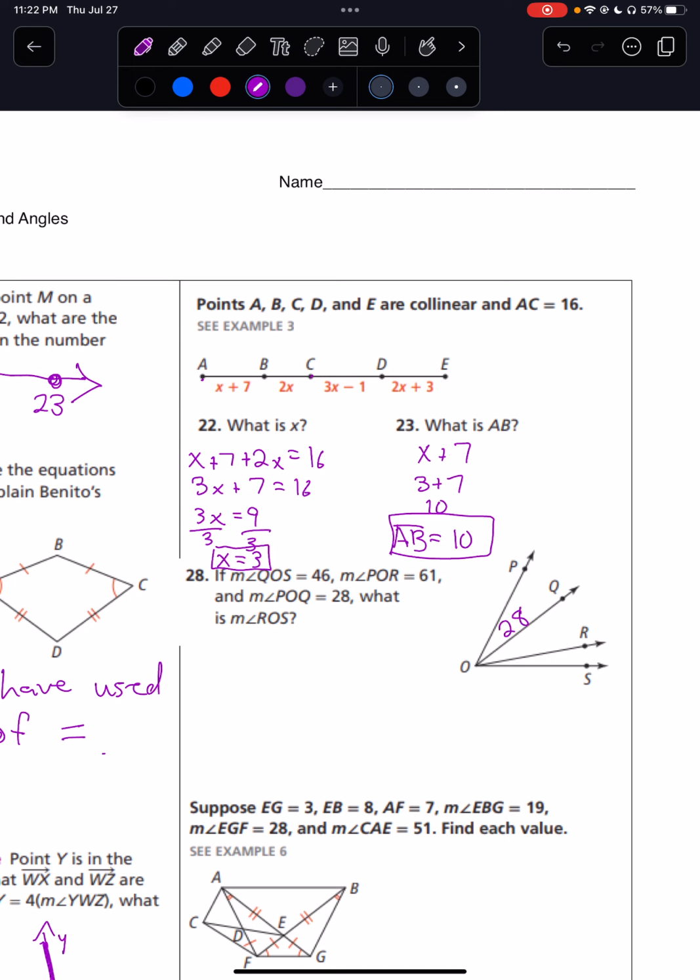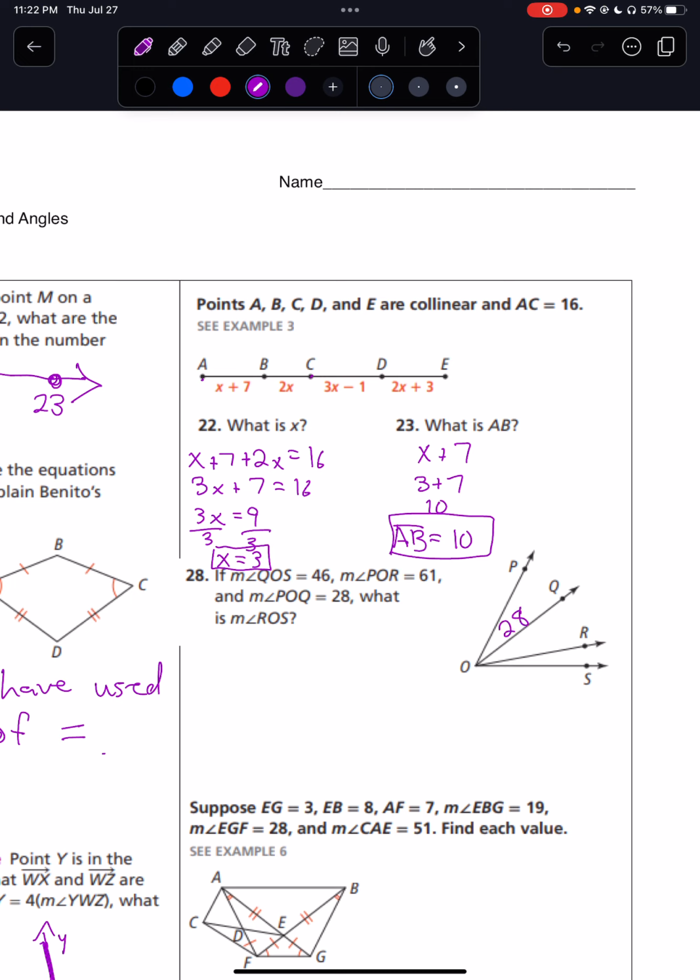Measure of angle, not line, but angle EBG is 19. Let me draw this little arrow here. So this angle right here is 19 degrees. And if you notice, it had two little arcs on it. So this is also 19 by congruence. And the measure of angle CAE is 51. So this diagram gets a little bit crazy. And actually, I'm not going to go ahead and write in CAE for right now. We'll save that for later.